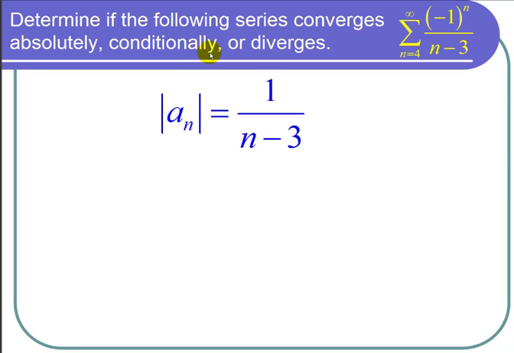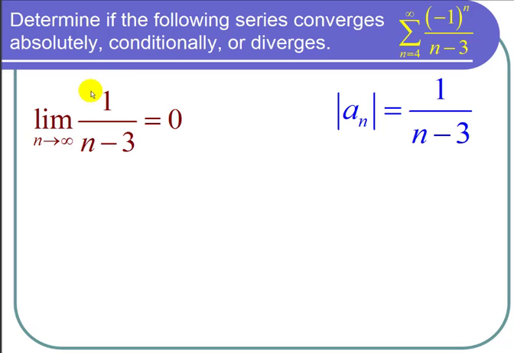We're going to start with the alternating series test. We need to show the two conditions. The first condition is that the limit as n approaches infinity of 1 over n minus 3 is equal to 0. But that's certainly true if n goes to infinity. Infinity minus 3 is still infinity, and 1 over infinity goes to 0. So that's true.